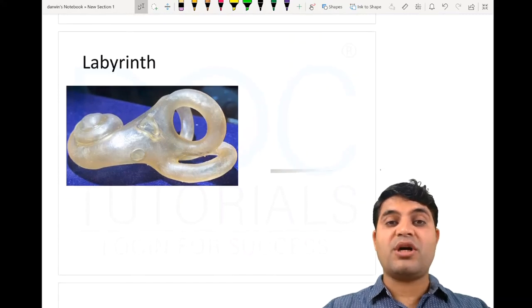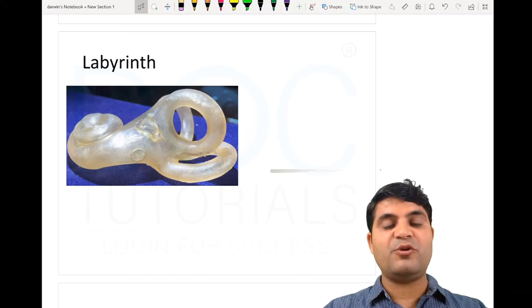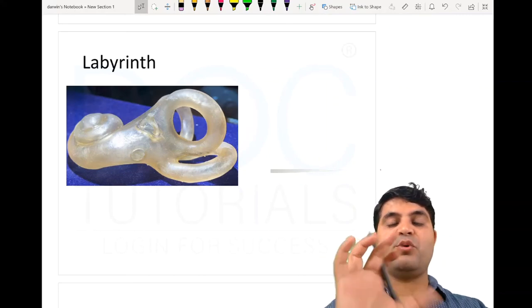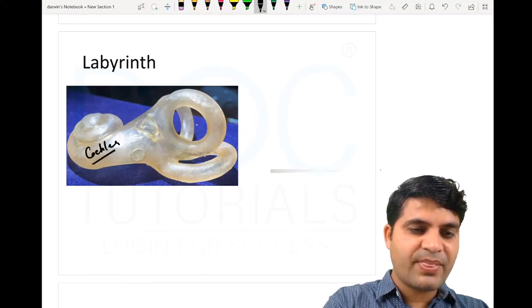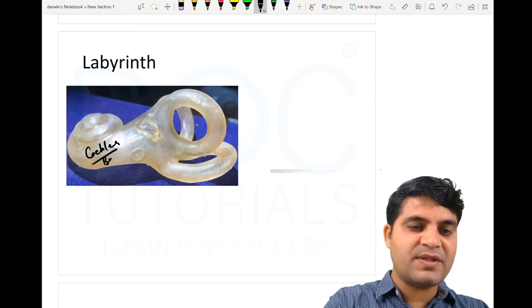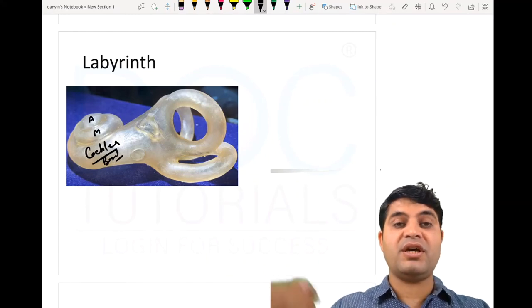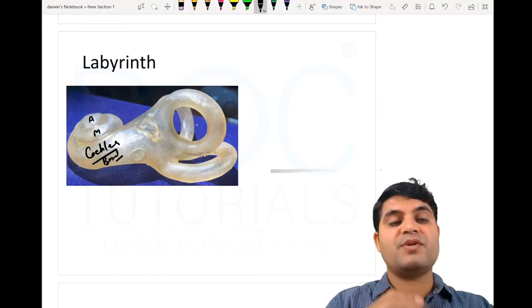Okay, so now coming to the labyrinth after the middle ear. What you are able to see in this particular picture is the bony labyrinth. Can you see, this is the cochlea. You can see the basal turn. This is the basal turn of the cochlea, this is the apex, and this is the middle turn. So this is the cochlea in which the cochlear implant goes.